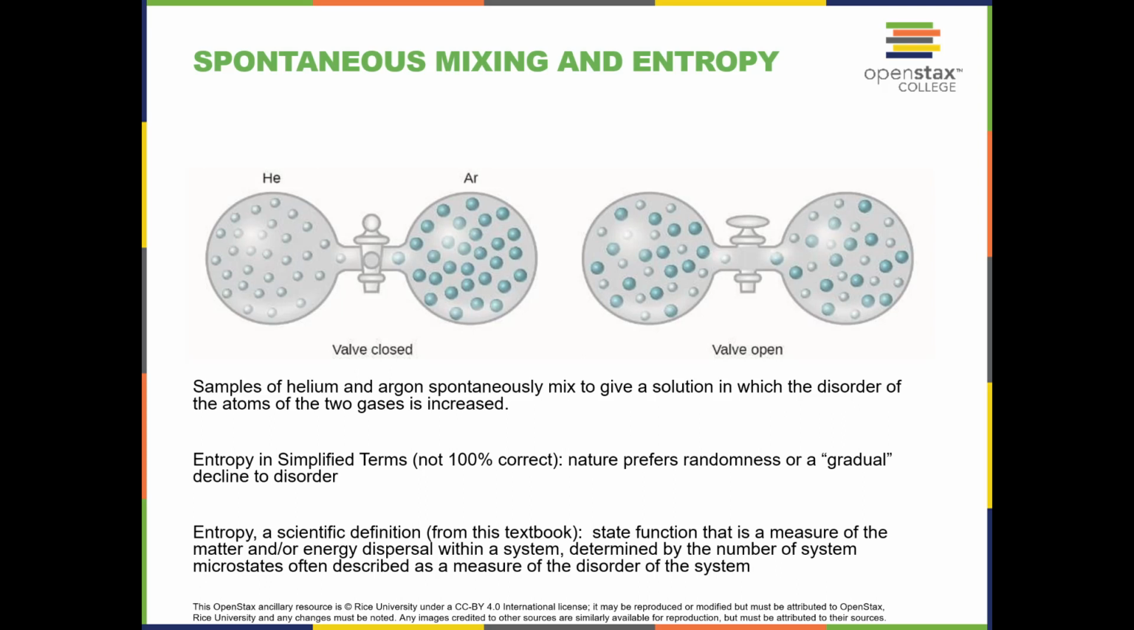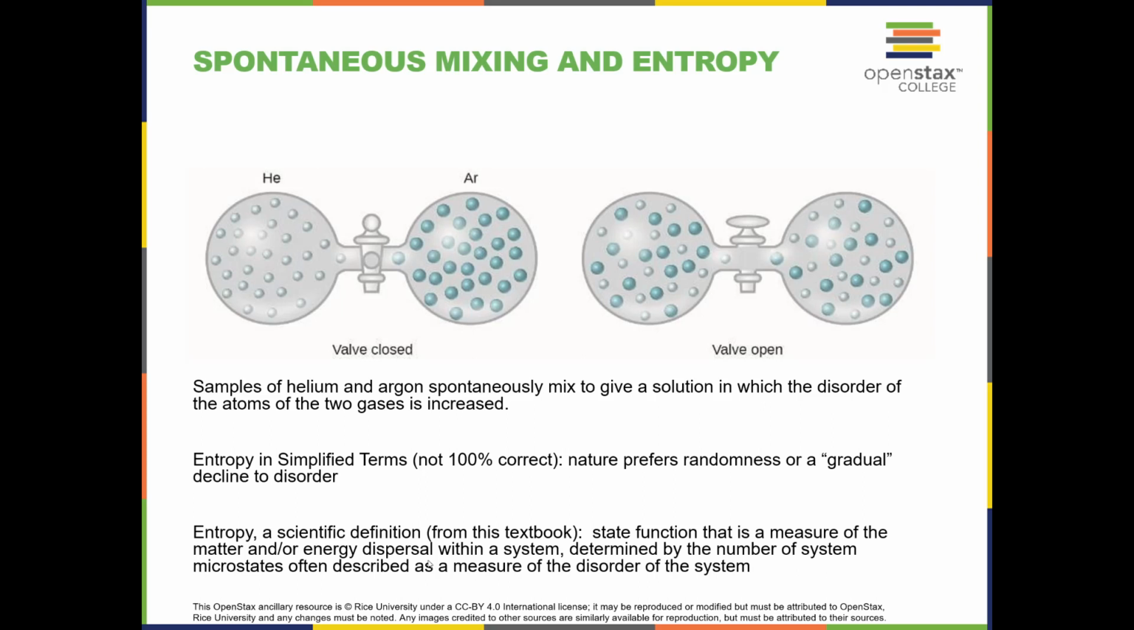Why is that? Well, there's only one state where they're perfectly separated. There are a lot of states where they're not perfectly separated, right? Because this argon could be over here and this argon could be over here and vice versa. There's lots of combinations where they're mixed together and only one where they're not. So nature favors the more statistically likely. It favors randomness.